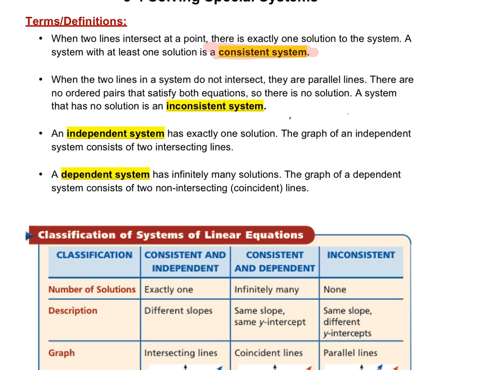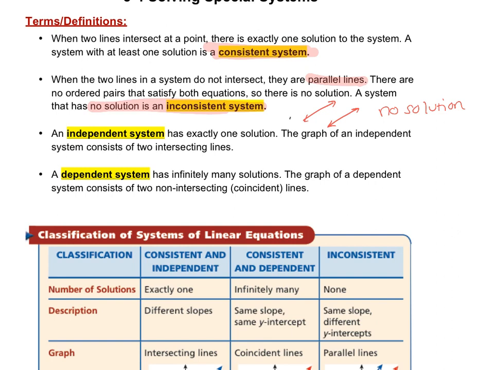When the two lines in a system do not intersect, they are parallel lines. There are no ordered pairs that satisfy both equations, so there is no solution. A system that has no solution is an inconsistent system. So no solution means parallel lines, because think about it: when are parallel lines going to intersect? We need the point where they intersect, right? They're never going to intersect. So that's why it's no solution in an inconsistent system.